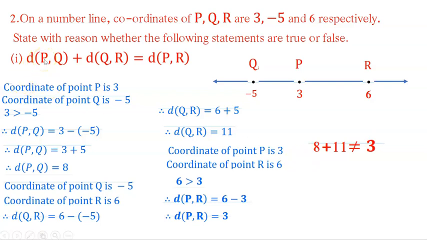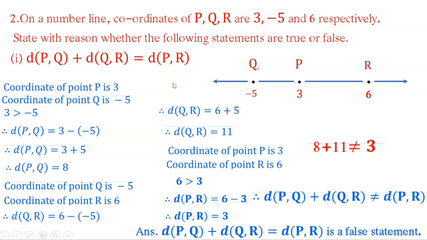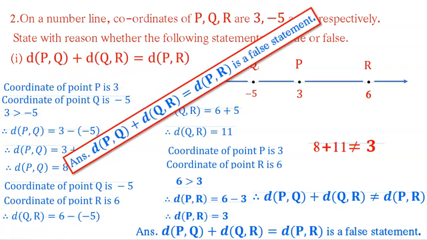What about the distance PQ? Distance PQ is 8, 8 plus QR. Distance QR is 11. That is 8 plus 11 is 19, which is not equal to 3. And 3 is the distance of PR. Therefore, 8 plus 11 is not equal to 3 and hence the given statement is false. That is, distance PQ plus distance QR is not equal to distance PR. Okay. The statement is false.